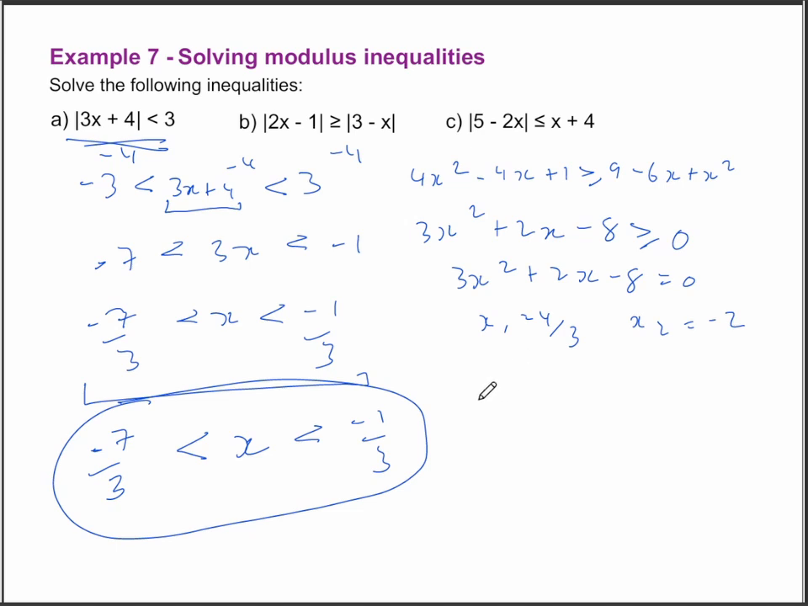Then we would draw our graph and how it looks like. So it's going to be a U because our a is positive and our 2 points of intersection are 4 over 3 and -2. Then we are looking at greater or equal to 0. That means above this line right here, the x-axis. This is the x-axis right here. And so we're going to look at the right side and the left side.